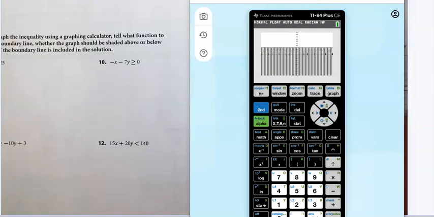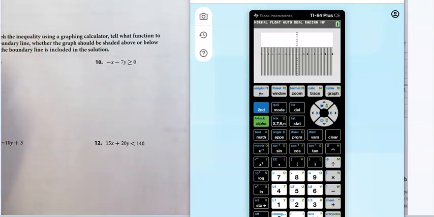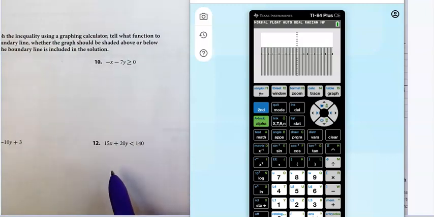All right, the next one we're going to look at is number 12. I'm going to sort of do my own thing instead of following these directions exactly. Basically, we're going to solve it for y, figure it out by hand, and then check it on the calculator.